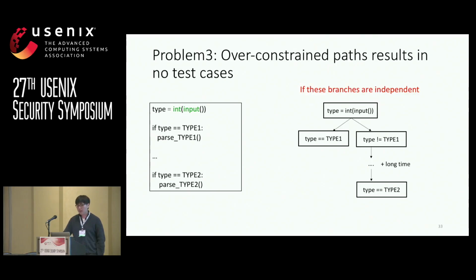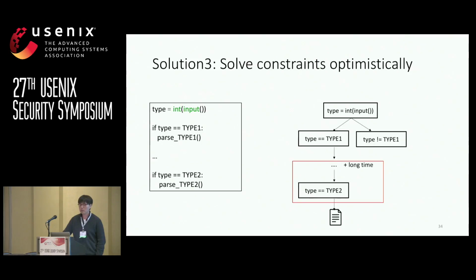But if these branches are independent, then there must be a path where the type is not equal to type 1 and the type is equal to type 2. In that case, we will generate type 2. But it requires another long execution to go back to the first branch. To resolve this issue, we want to solve constraints optimistically. More specifically, we want to solve some part of the constraints instead of giving up at the unsatisfiable paths.